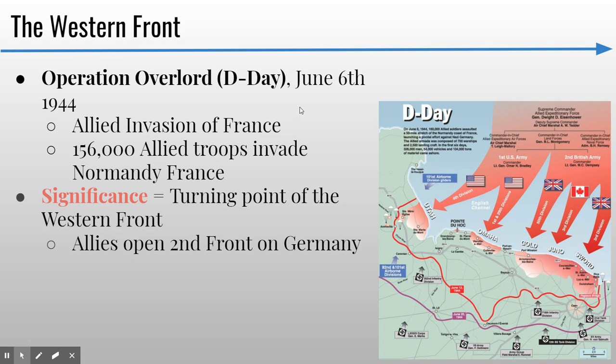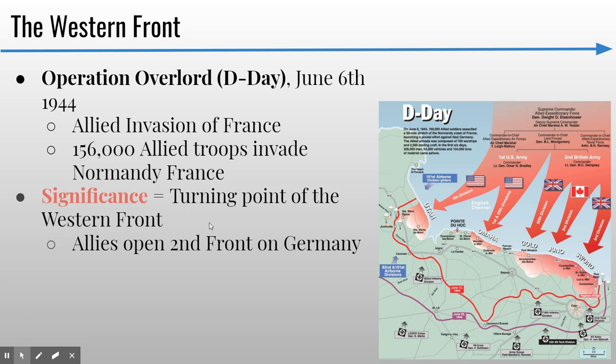So the Allies are made up of, at this point, the Canadians, the British, the Polish, the exiled Czechoslovakian government, the Dutch, the Belgians, and now the Americans. And they need to open up a second front on the Germans because the Germans are currently fighting the Soviets, and the Soviets need the Allies to open up this front in France to make the Germans bring troops over and focus on them as well.